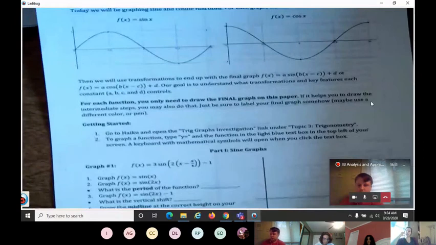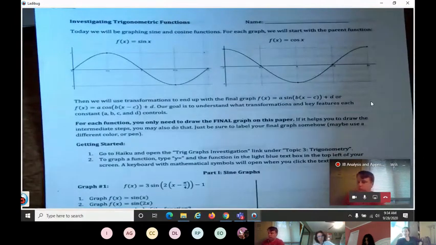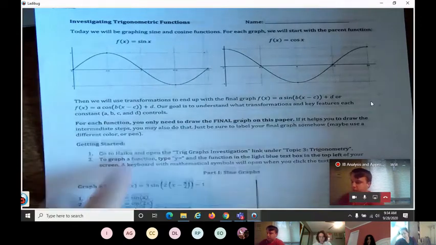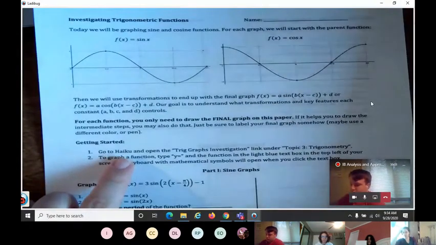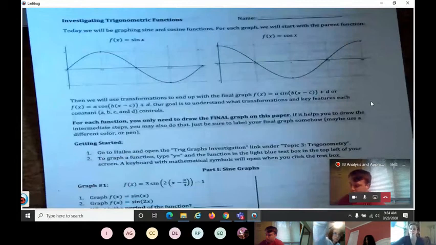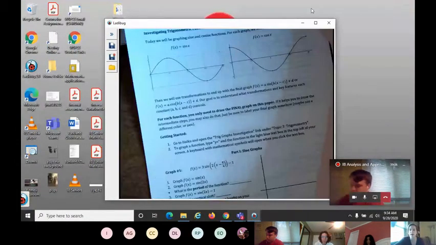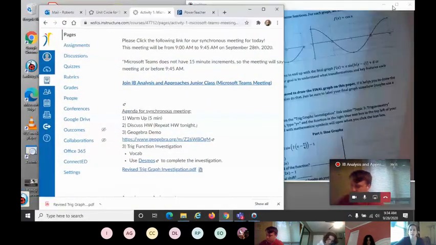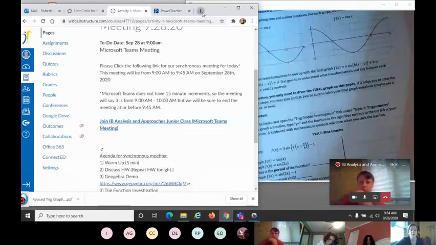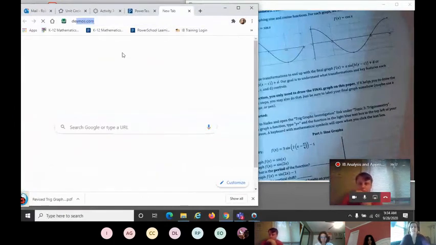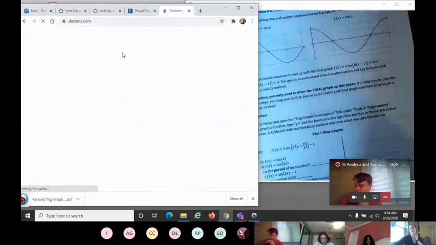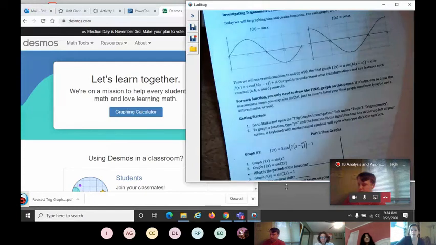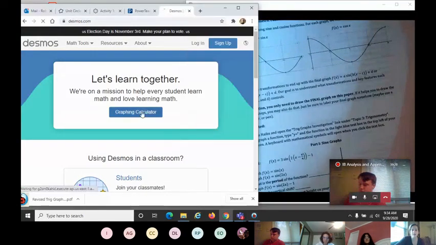So we're going to flip over and start this investigation. There's some information here that says go to the haiku page and open the trig graphs investigation. You don't need to do that. I had a thing made for it on PowerSchool Learning at one point, but it didn't transfer over. So we're just going to go straight to Desmos.com. I believe I hyperlinked that in the activity for today, and you'll just click the graphing calculator button.